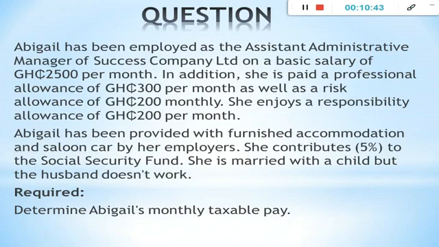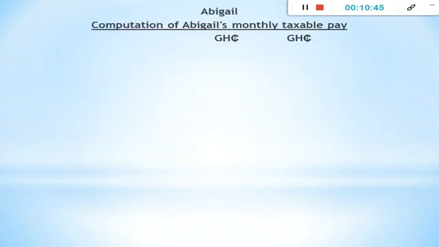Now, let's solve our question. The first thing you need to bring is the name of the employee, and here it is Abigail. You bring the heading: computation of Abigail's monthly taxable pay. You bring the currency sign. Then we bring our base salary, which is the first thing, 2,500. Remember here it's monthly, so we are just going to use the monthly amount.